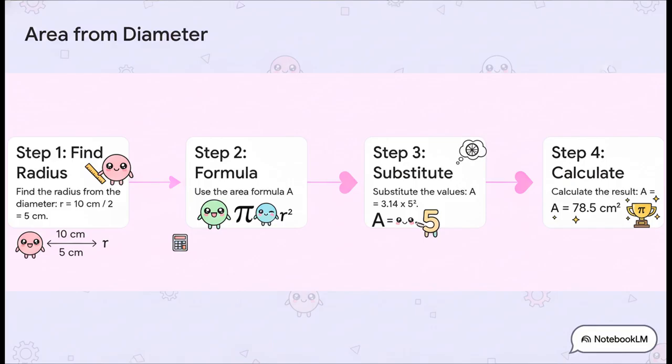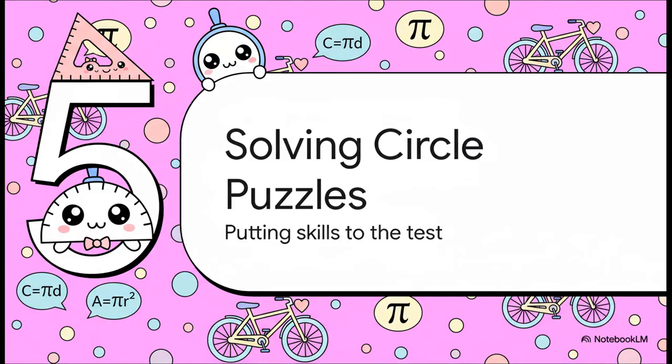So job number 1 is to find the radius. Since the diameter is 10, we just cut it in half, which gives us a radius of 5 centimeters. Now we're ready to use the area formula. We take our radius, 5, we square it to get 25, and then we multiply that by 3.14. The result? An area of 78.5 square centimeters. So the big takeaway here is always make sure you have the radius before you even think about calculating the area.